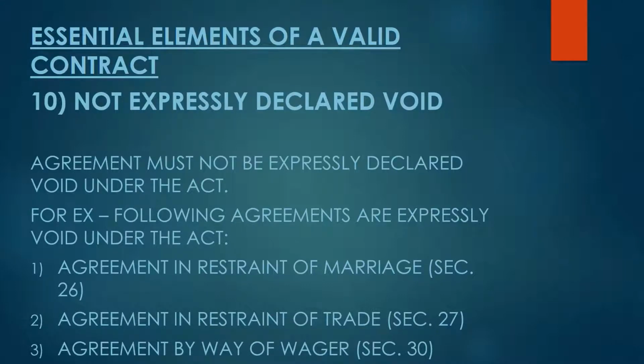Okay, so friends, we have come to an end of the essential elements of a valid contract. This is a very important topic. So there are 10 elements. Remember it thoroughly, go through it again, make notes, and just remember it thoroughly, because this is very important, right?